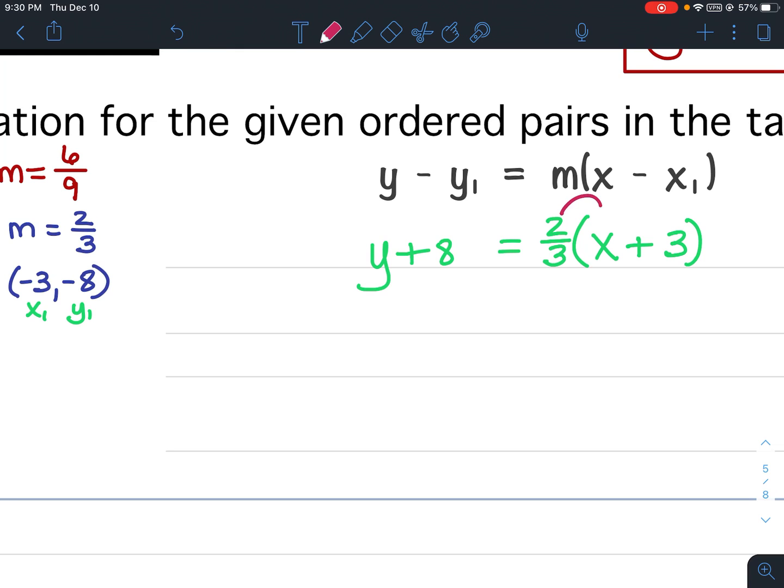Okay, let's do the distributive property. So we're going to take 2/3 times x, and then 2/3 times 3. So we have y plus 8 equals 2/3 x. Now 2/3 times 3, again, you should be using your calculator. I'm just going to, 3 into 3 is 1, 1 times 2 is 2. So this would be +2.